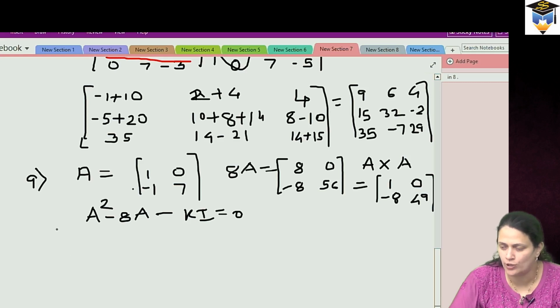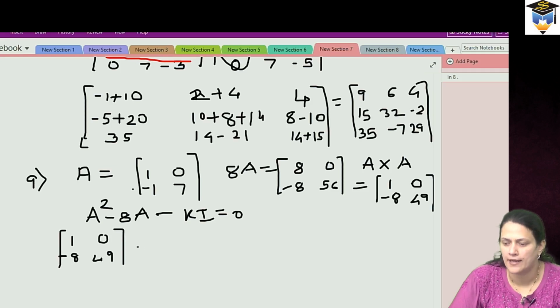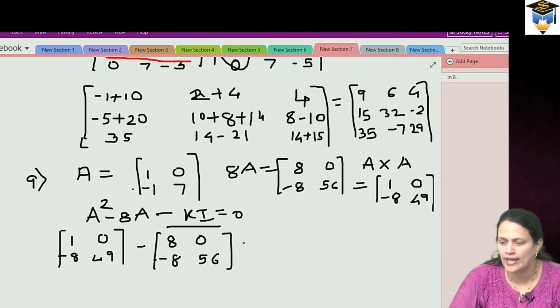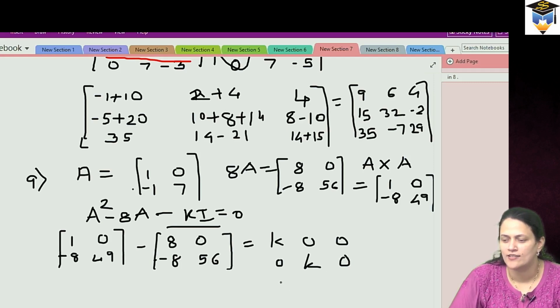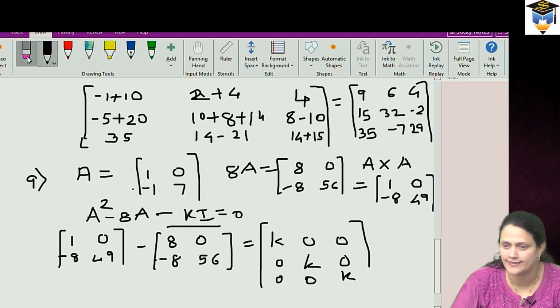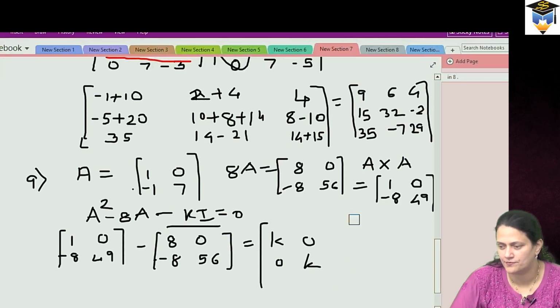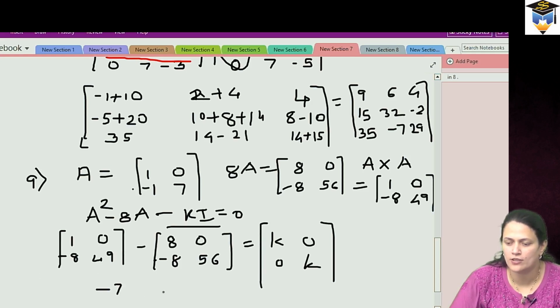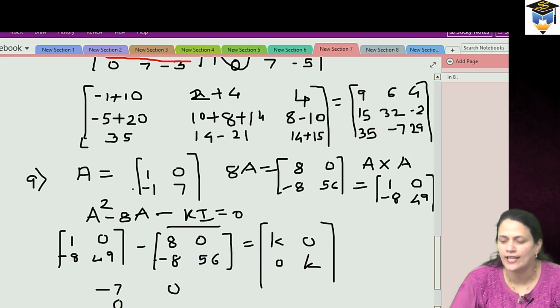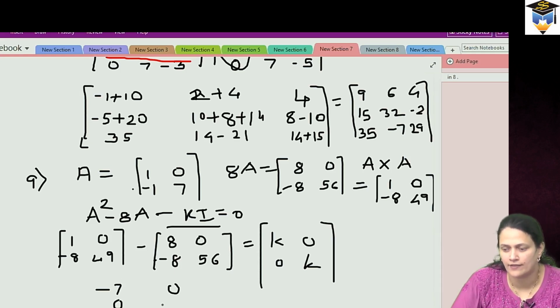Now I am going to substitute over here to get the value. So 1, 0, minus 8, 49, minus 8, minus 8, 0, 56. And I am going to take this entire term to the right hand side. So Ki will become K 0, 0, K. Sorry, this is a 2 by 2 matrix. I have multiplied K into I. So now do the subtraction. 1 minus 8 is minus 7, 0 minus 0, 0. And 49 minus 56 is minus 7. So what is the value of K?